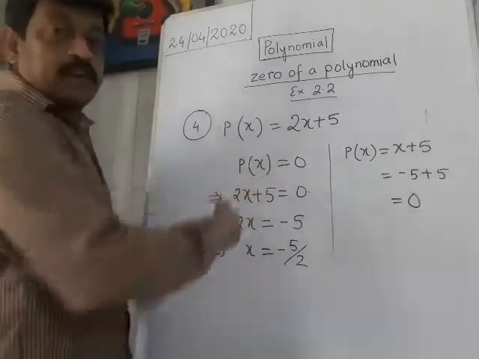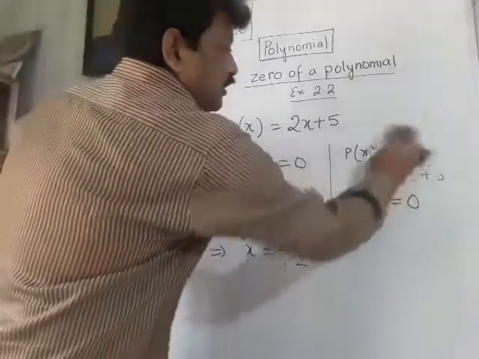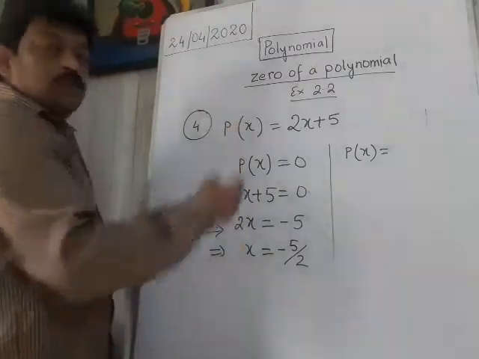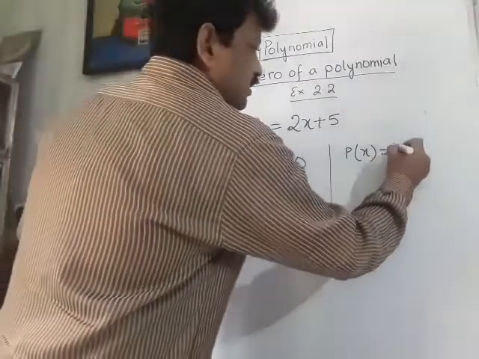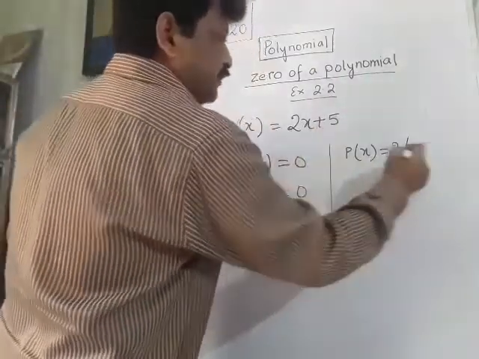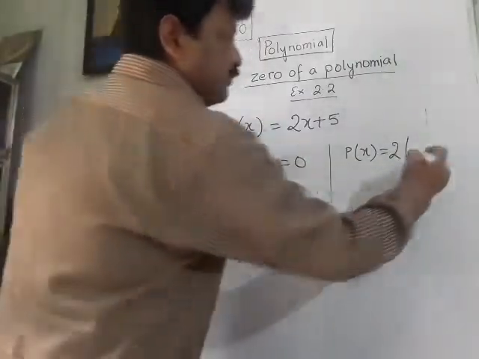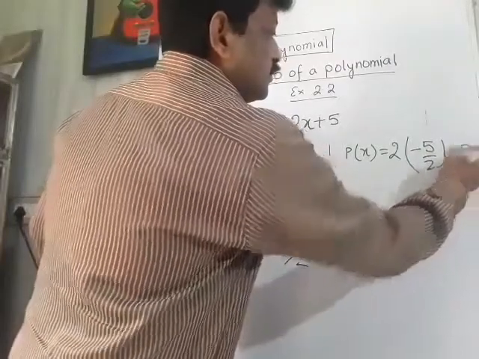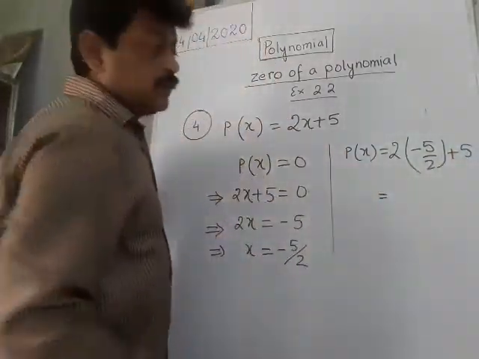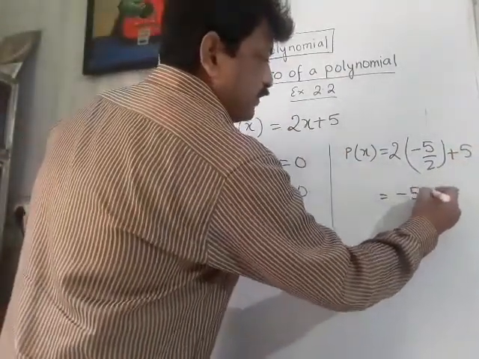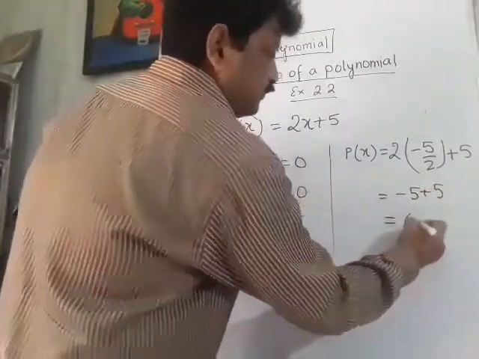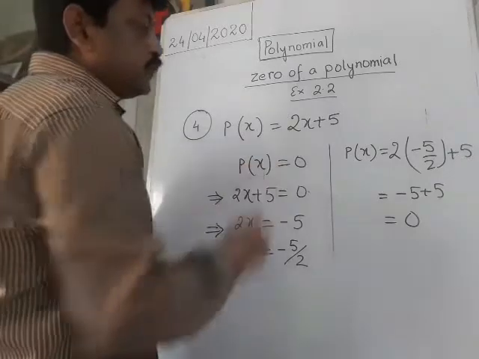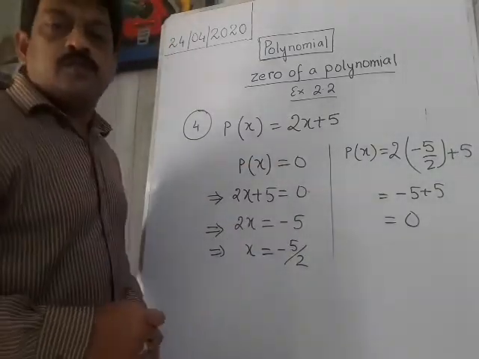We can verify in the same way. If we put the value of x as minus 5 by 2, it will be easily verified. Let us check. 2x plus 5, so I am replacing x with minus 5 by 2. So here 2 and 2 will be cancelled. So minus 5 plus 5, that is 0. So minus 5 by 2 is the zero of this polynomial, and the verification is also done.